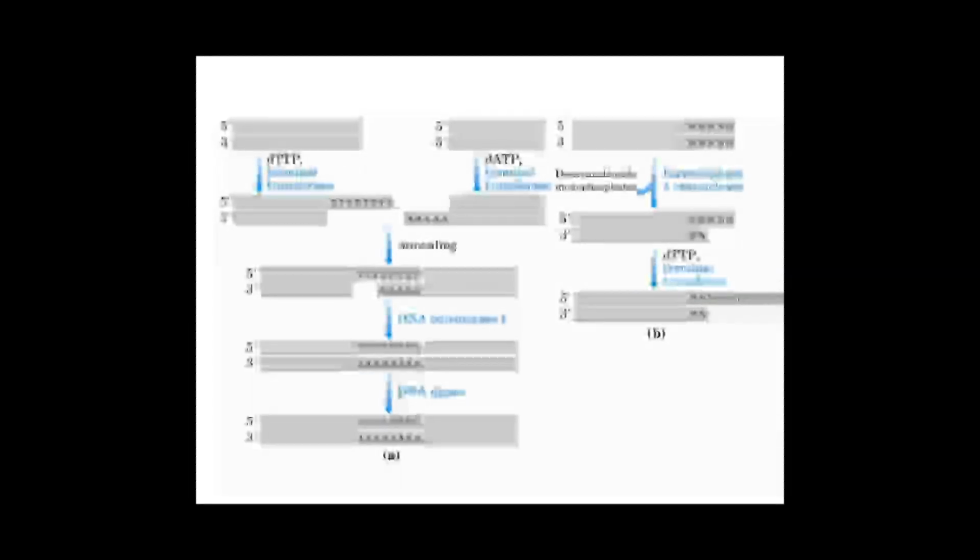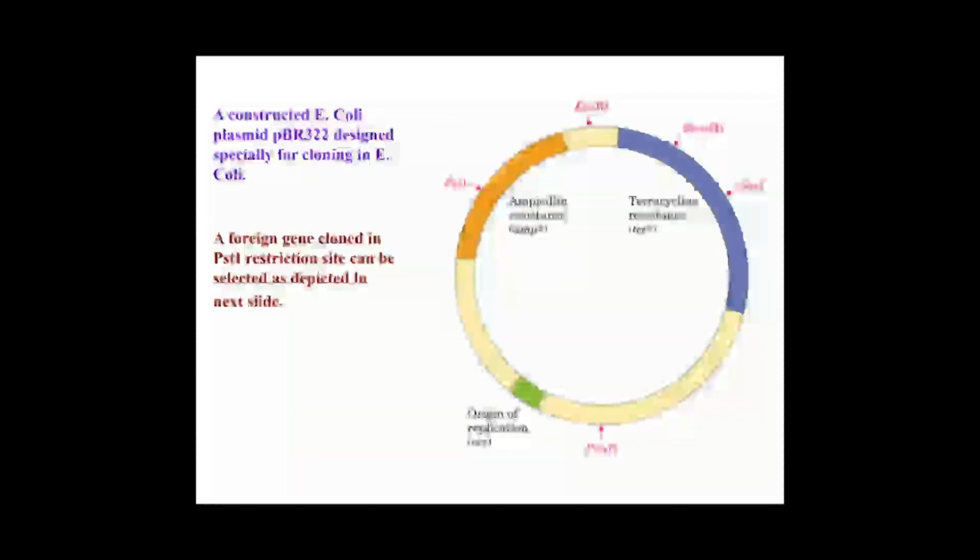Here we see a constructed E. coli plasmid called pBR322, which has been specifically designed for cloning in E. coli. This plasmid acts as a sort of vehicle, allowing us to insert foreign genes into bacteria efficiently. What's particularly important here is that pBR322 contains specific sites, like the PstI restriction site, where we can cut and insert new DNA sequences.